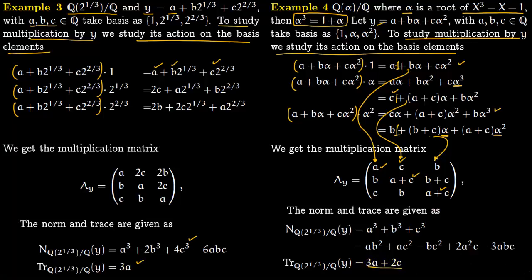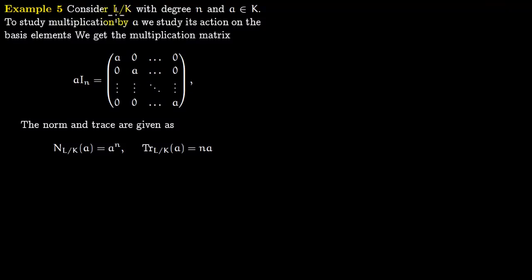So now again we consider this extension L over K of degree n, but now you take this element a from K, from this underlying space. To study multiplication by a, we study its action on the basis elements. What we get is you just multiply a with the identity matrix because it is coming from K. So it is a K-linear transformation. So this is all it will come out to be. If you just take an element a lying in K and you talk about multiplication with a, you're going to talk about such a matrix.